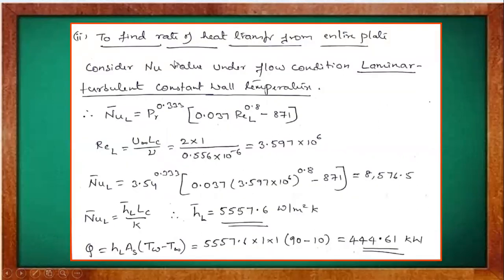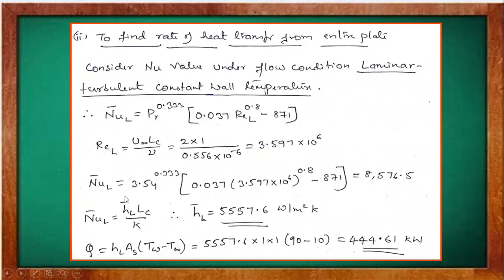Then to find the rate of heat transfer from the entire plate. For the entire plate, you have to consider the average Nusselt number for the entire plate, the expression for constant wall temperature. Then use Pr^0.33 into 0.037 Re_L^0.8 minus 871. Obtain this expression, get the Reynolds number at the end of the plate. It is in the turbulent region, right? So then get the average Nusselt number. Substitute for the Pr and Reynolds number and get the average Nusselt number.